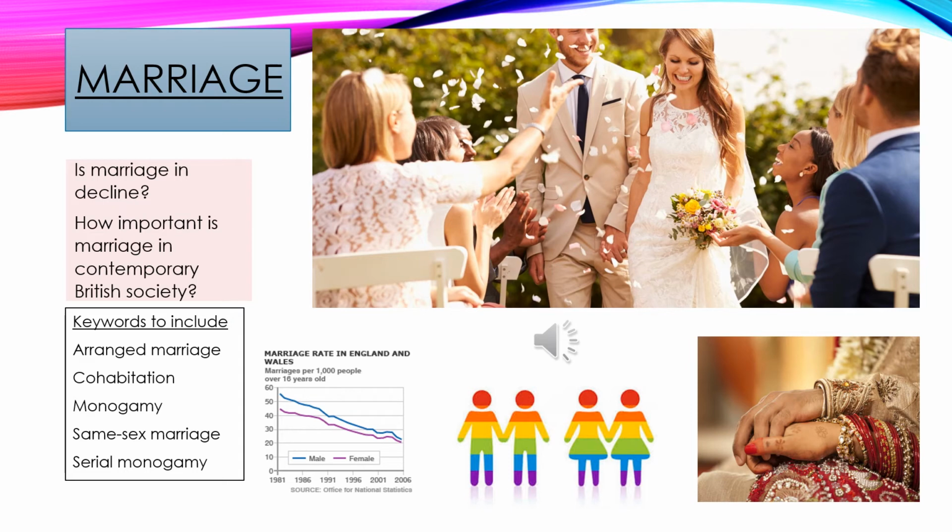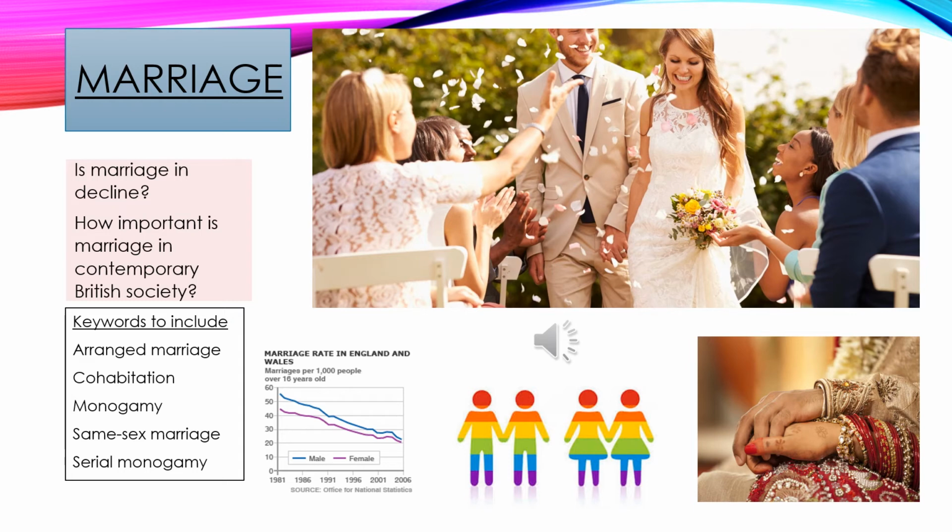So you want to be making comparisons between the traditional nuclear family, the traditional expectations of society, and what that means for marriage. The introduction of gay marriage, immigration, and the concept of arranged marriage are areas where you may want to look at the influence of religion on society, the influence of religion on norms and values, and the knock-on effect for marriage.